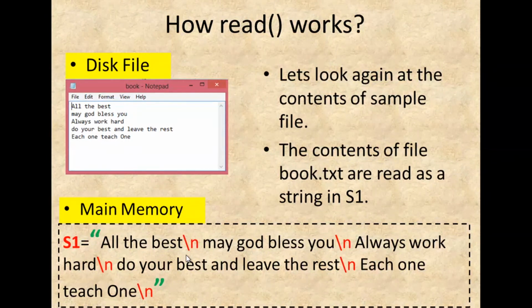Is this clear? So when I store the entire content of my book.txt in S1, along with the lines, at the end of each line there is a new line character also appended. Can you see that? Can you see all the 5 lines are there, and at the end of each line there is a new line character. So by specifying S1 is equal to F1.read, this much task has been done. S1 is a variable of string type which stores the entire content of my file enclosed in quotes.